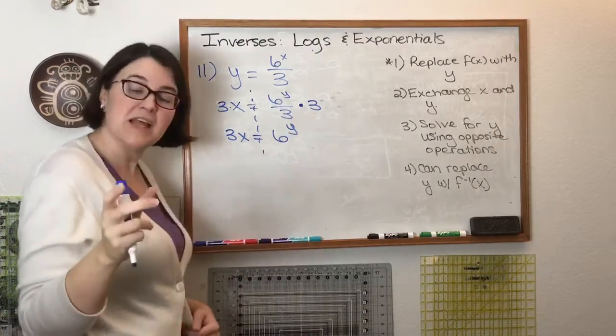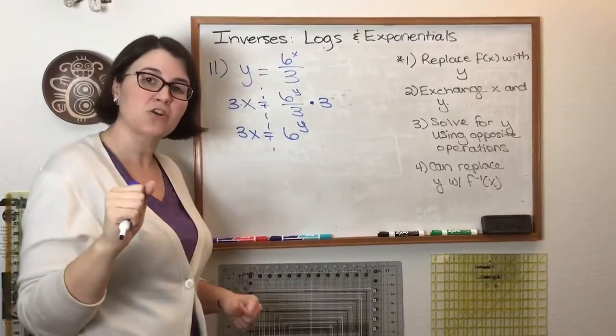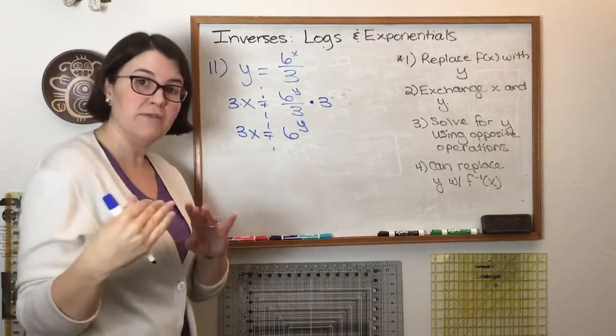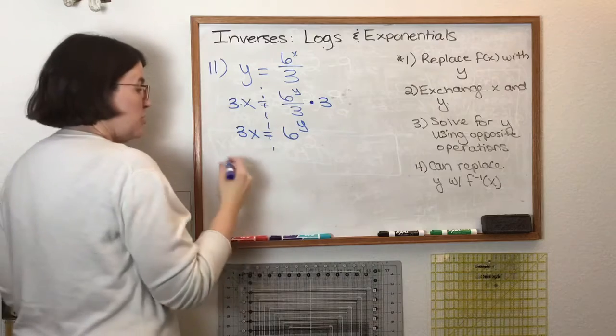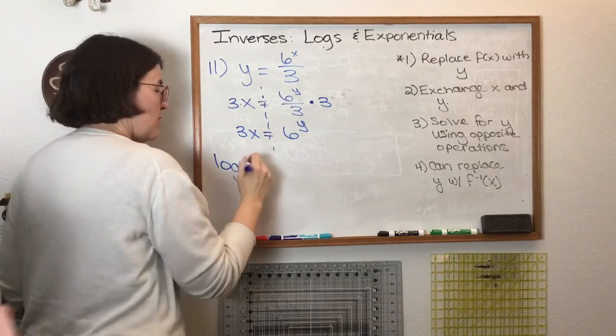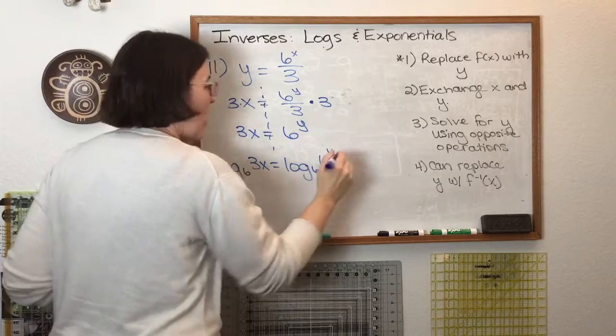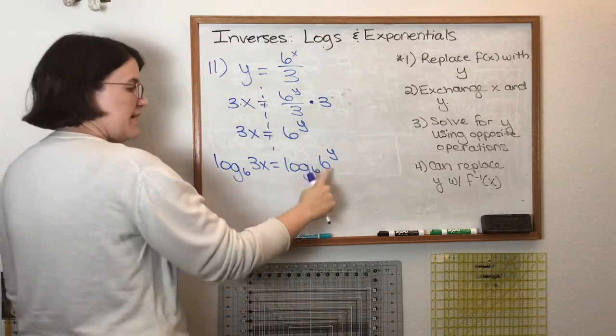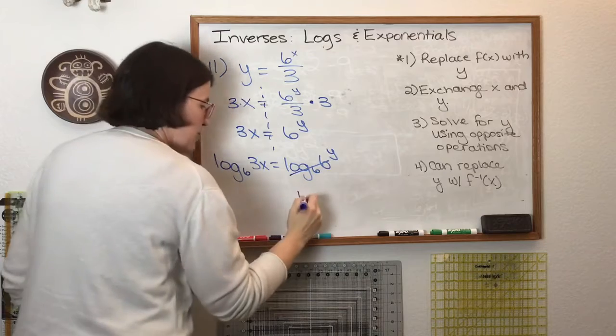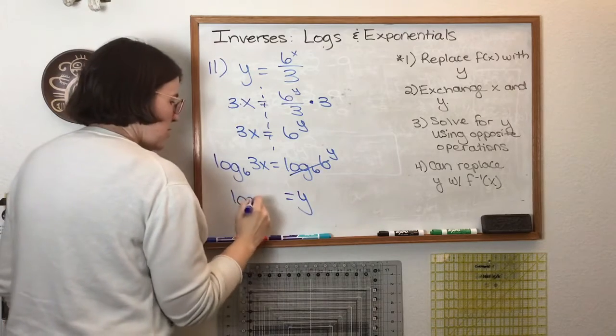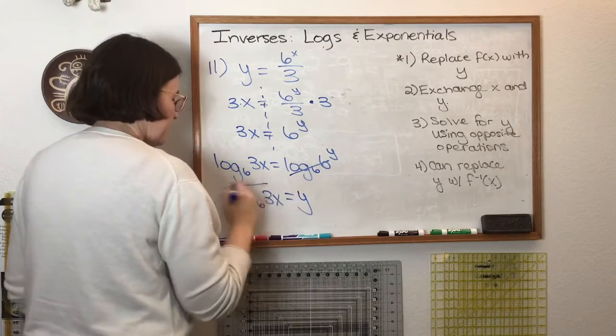And now this is slightly different. Because this is an exponential, we're going to introduce a log of the same base. So I'm going to introduce log base 6 of 3x equal to log base 6 of 6 to the y. And what will happen is the log base 6 of 6 should cancel, and we should be left with y equals log base 6 of 3x.